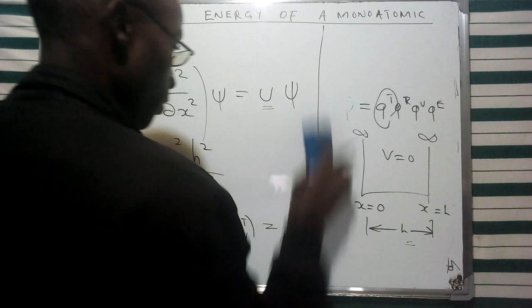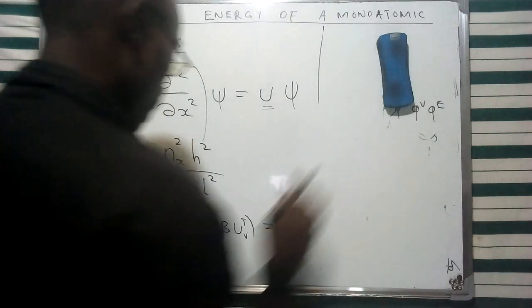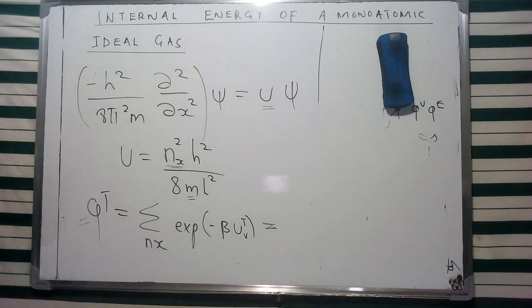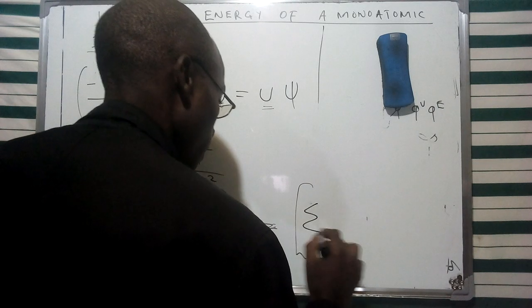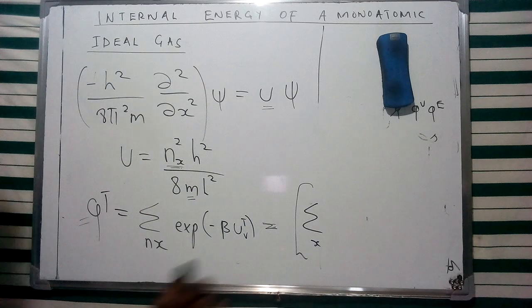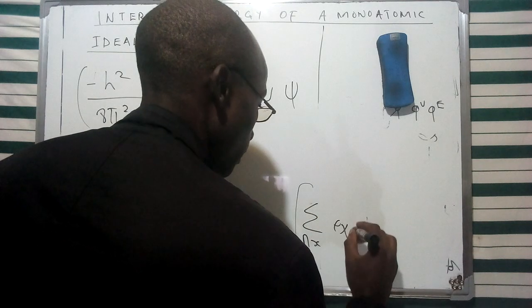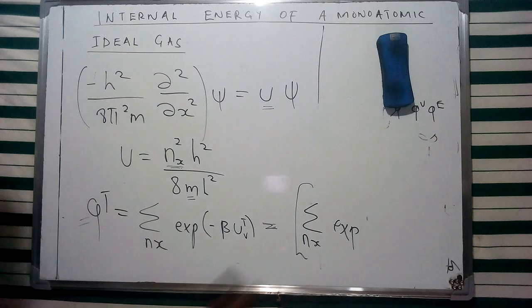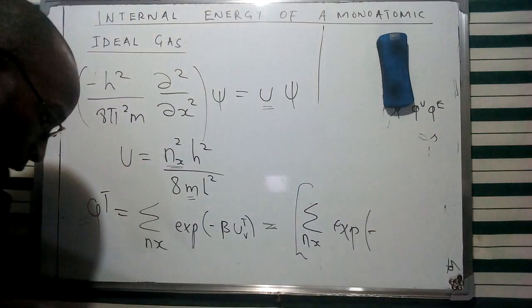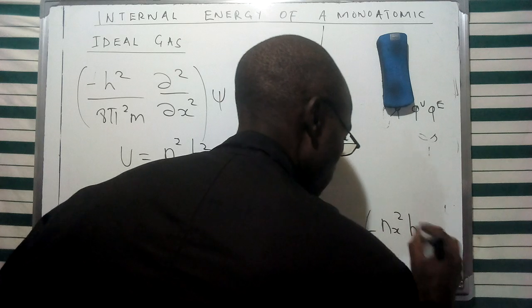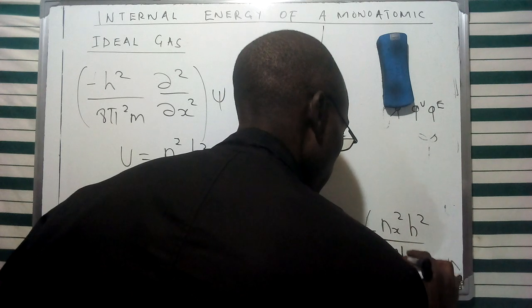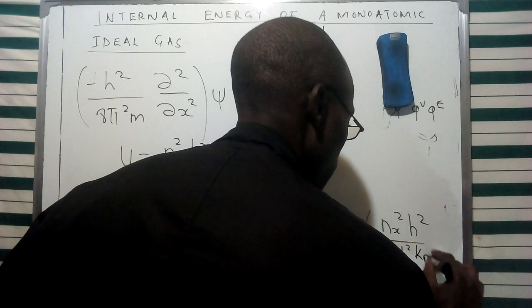So we're going to do an expansion of this. So basically, I'm going to do away with this. So we're going to have an expansion of this, and we're going to represent this one in terms of Qt as the summation over nx, whereby we're going to consider this specific one-dimension infinite well, and then we're going to have this one as a negative nx squared h squared all over 8mL squared, and then kbT given in that specific order.